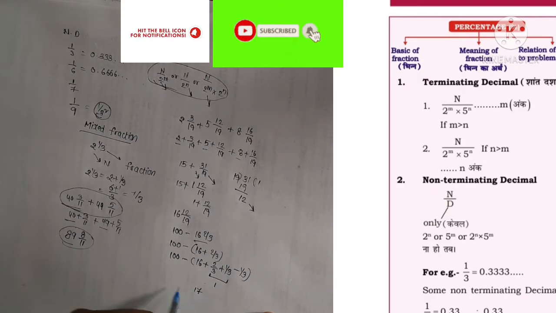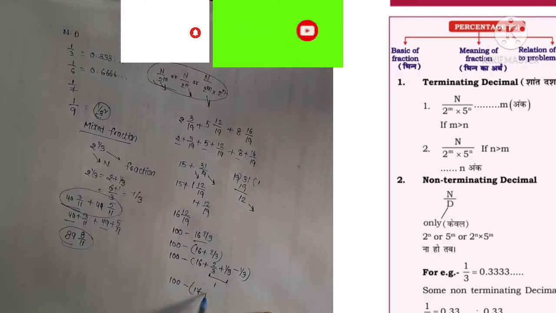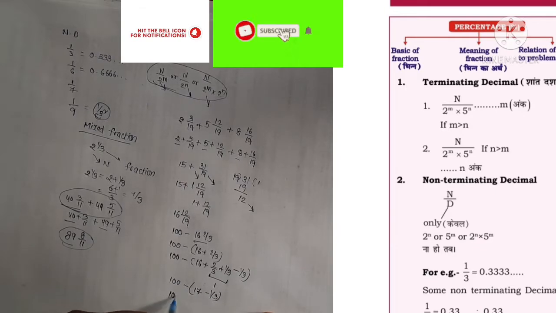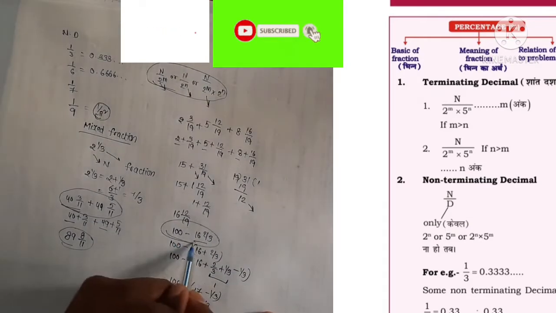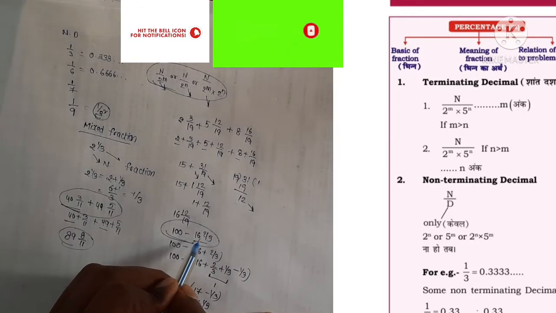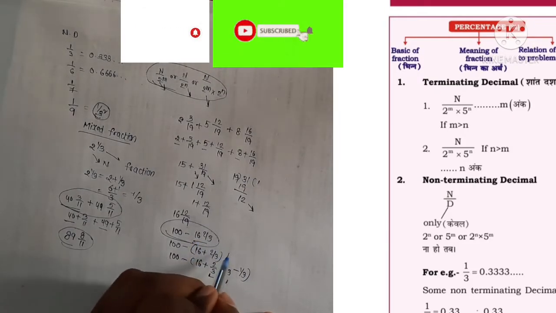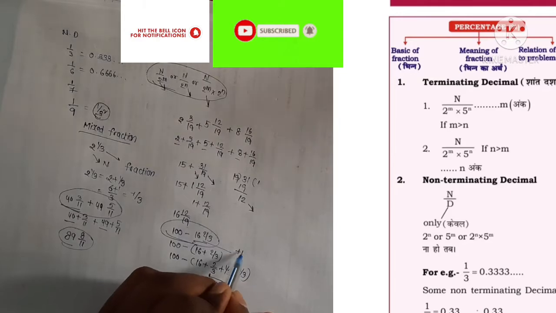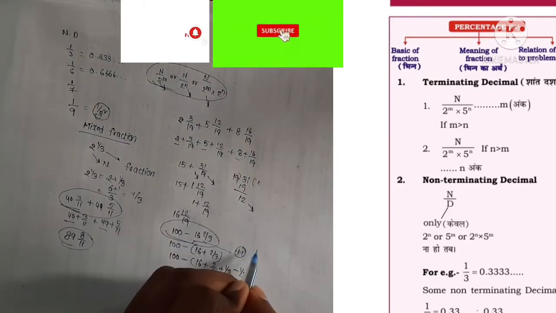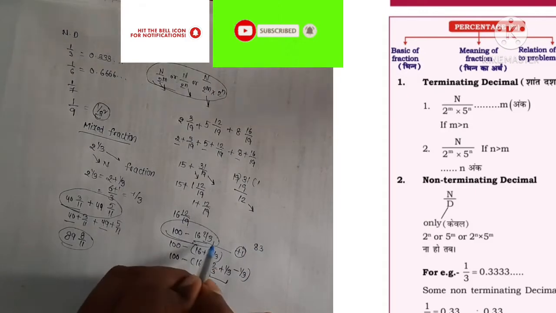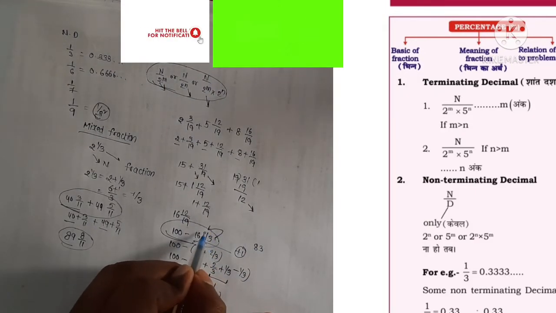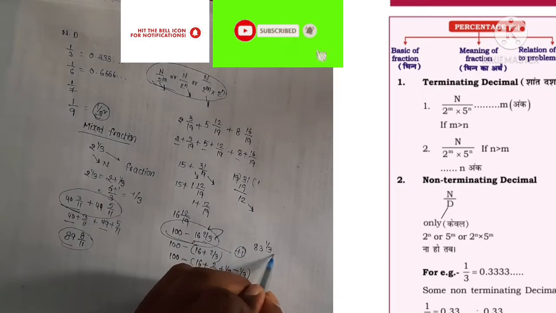So 100 minus 17 plus 1/3. So 100 minus 17, the value is 83 1/3. Okay. So whenever you are getting 100 minus 16 2/3, you have to add 1, and 16 plus 1 is 17, and subtract 17 from 100, the value is 83, and the difference of denominator minus numerator is 1/3. Okay.